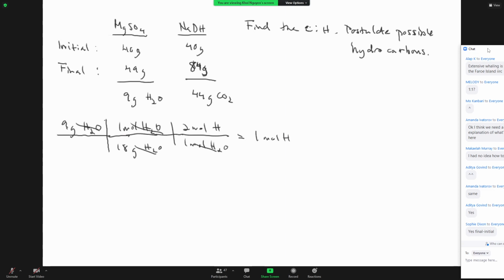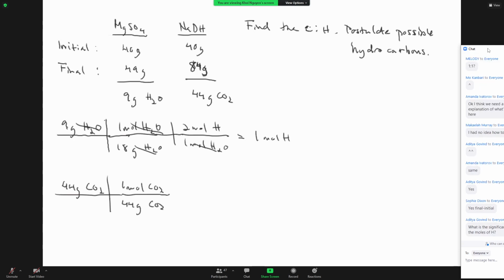We do the same thing for carbon dioxide. 44 grams of CO2 for every 1 mole of CO2. You're going to have 44 grams of CO2, because oxygen is 16, there's 2 of them, that's 32. 32 plus 12, which is the atomic mass of carbon, is 44. That's what's going to lead us to the answer.